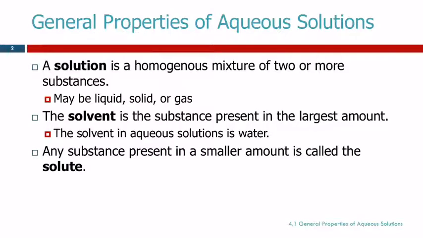Okay, so a solution is a homogeneous mixture of two or more substances. It is not the answer to a problem. Solutions can be in the liquid state, the solid state, or the gas state. A solution contains two different substances, or it can have more than two, but a minimum of two. One is the solvent and one is the solute. The solvent is the one that's present in the largest amount.